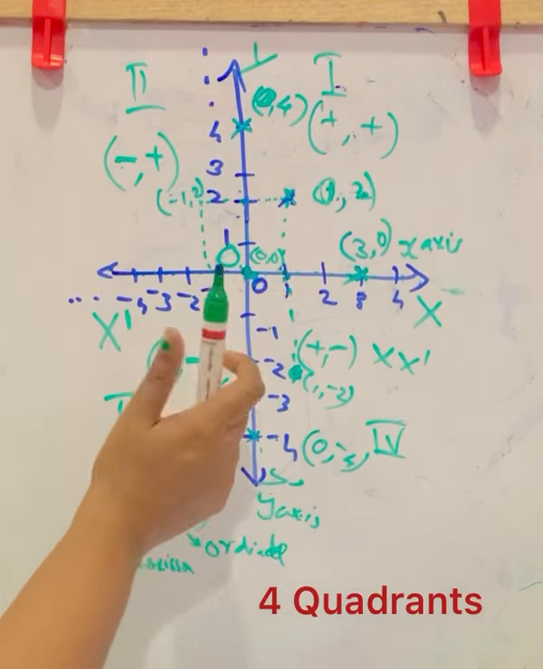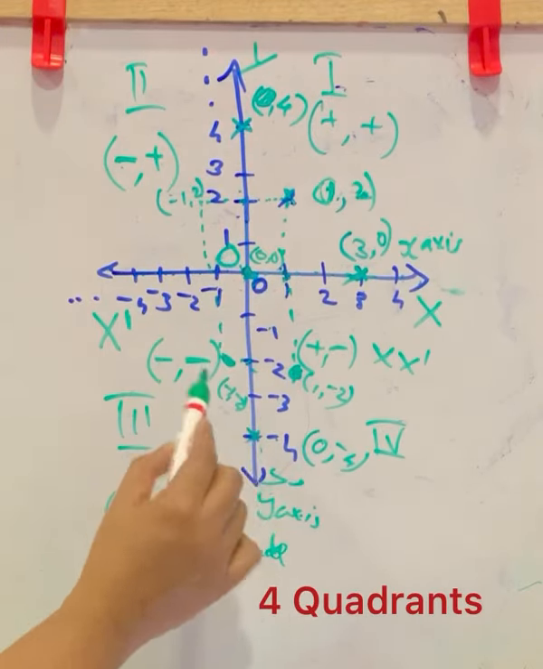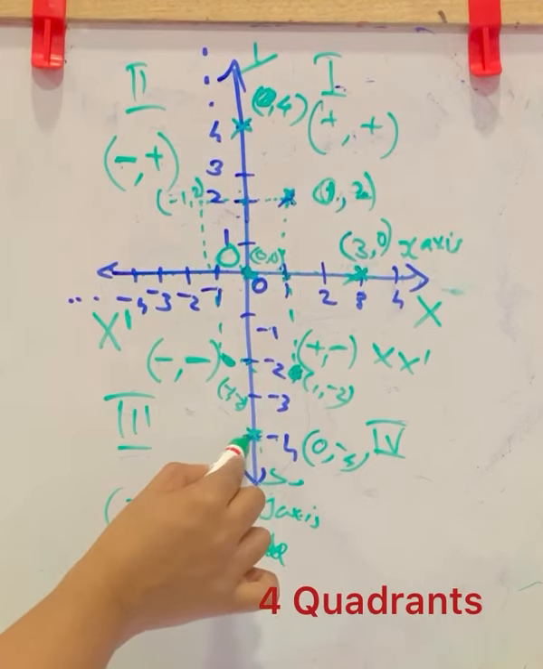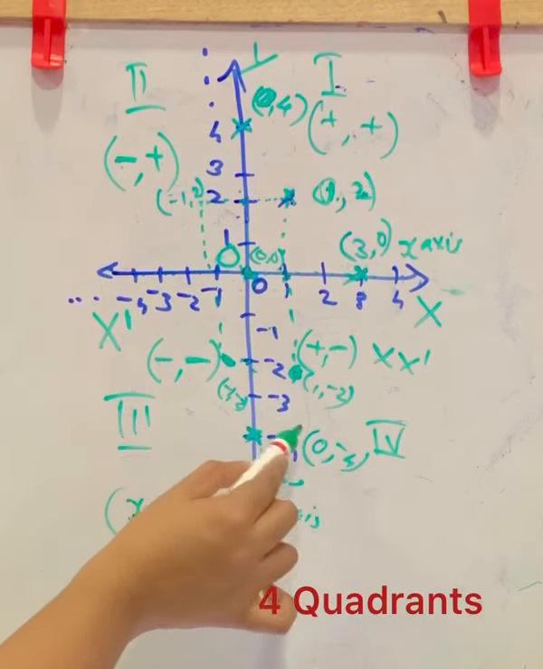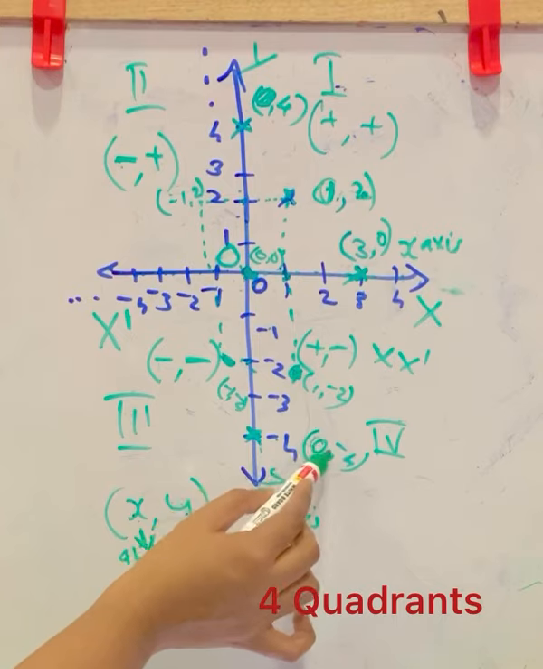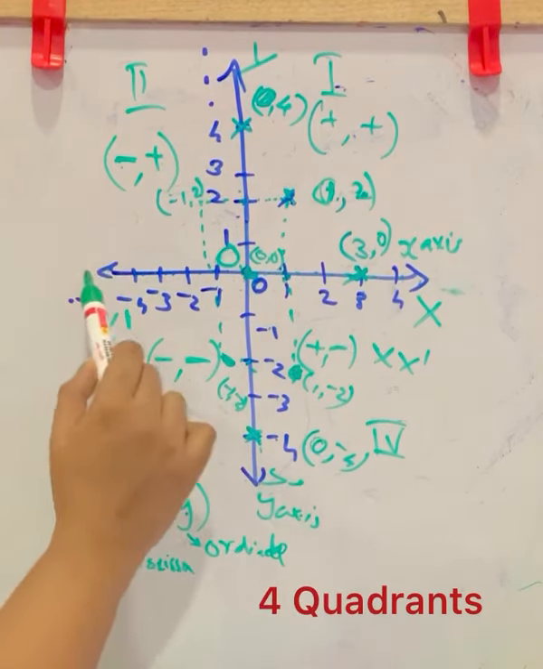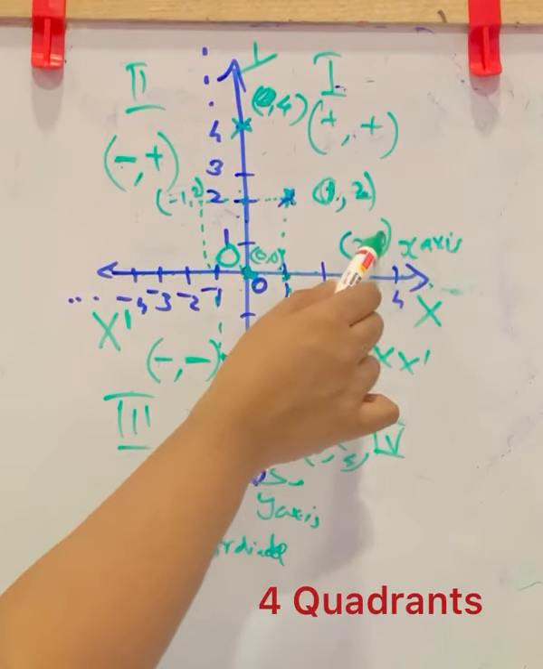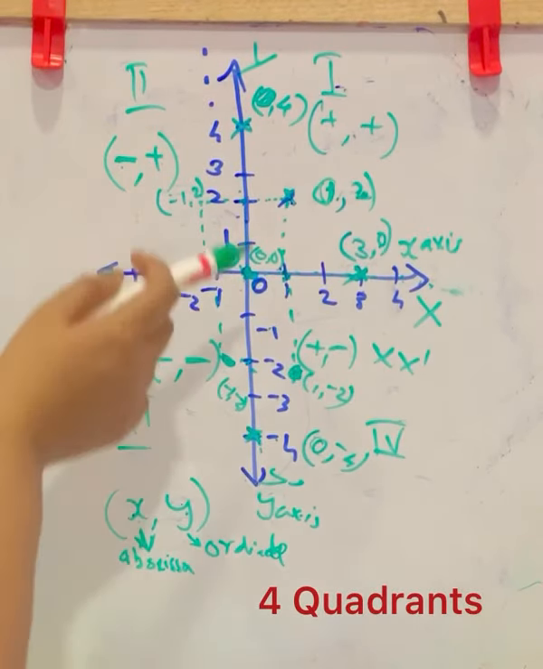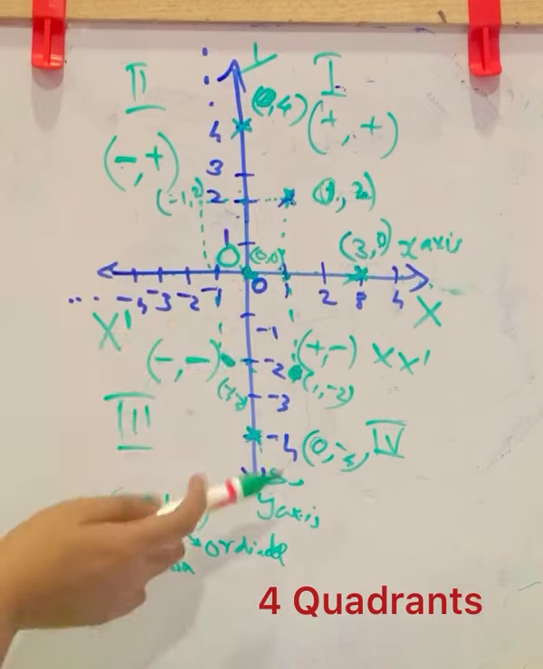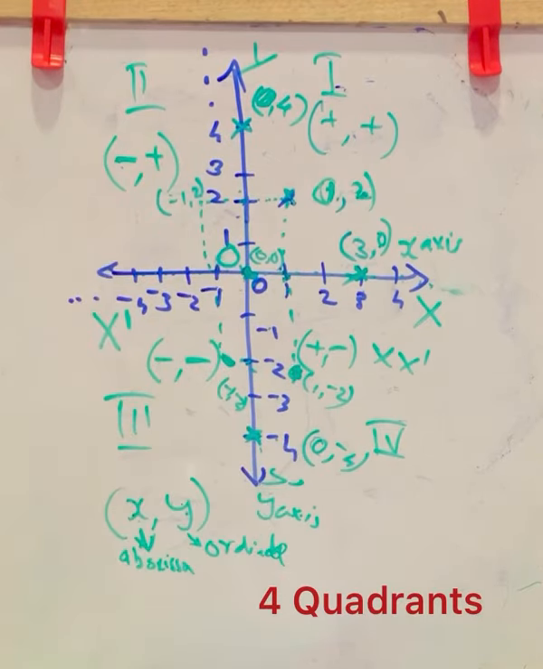But here the x means the distance from here. We have no distance because it is lying on the y-axis itself. So the x coordinate is 0. So remember, for all the points lying on the x-axis, the y coordinate will be 0. For all the points lying on the y-axis, the x coordinate will be 0.